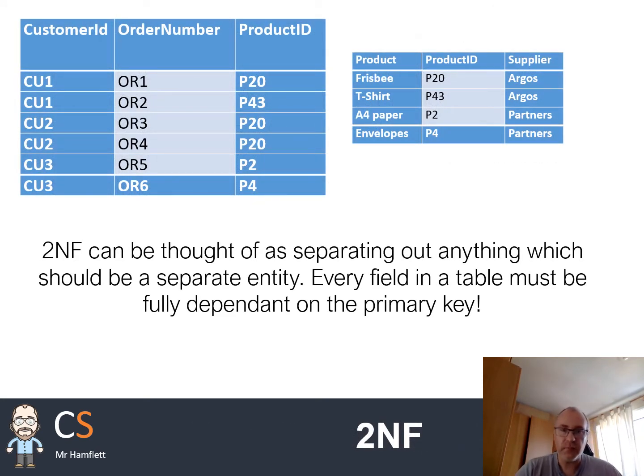So the order and the product, okay, they have a partial dependency, because if you think about product, you've got the product name, so frisbee, and that's dependent on the order, yes, because you can't have an order without a product. However, it's also dependent on the product ID, isn't it? Yeah, so each product has its own product ID. So there's two dependencies there.